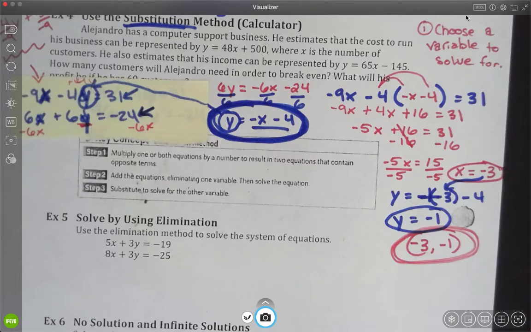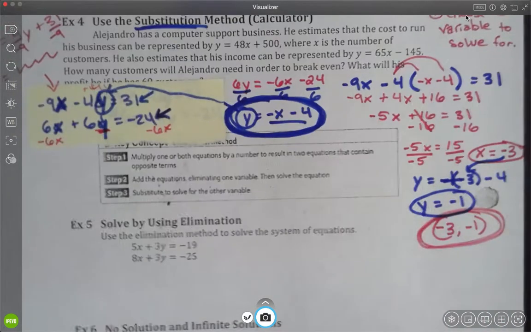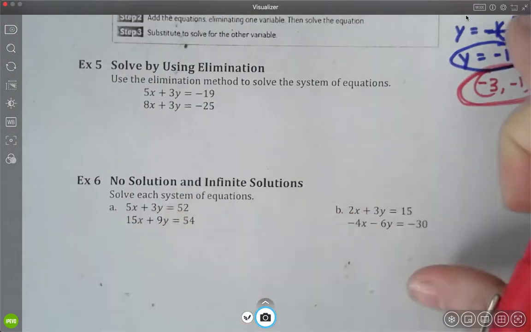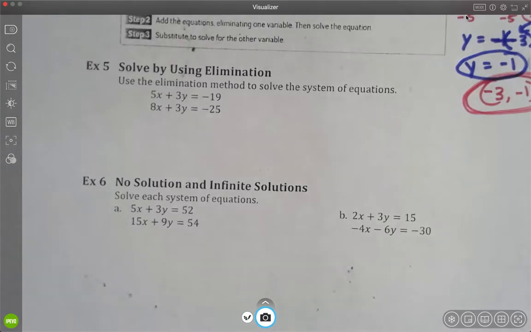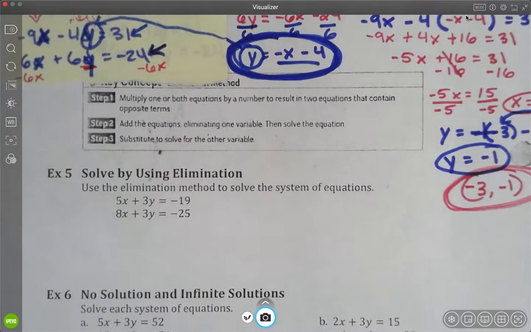Good? Do we want to do another substitution before we go to elimination? No. Have you guys done this last year? Probably. You think so? It looks familiar a little bit, okay? Should we do one more? We have to do one below here. Would you like to do one of these with substitution and elimination? No. No? Okay.